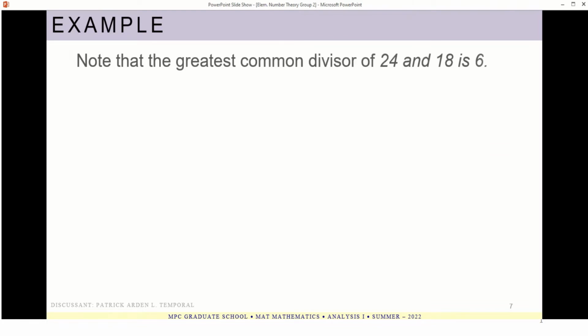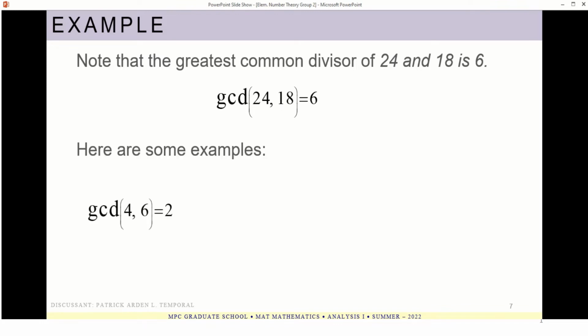Example: note that the greatest common divisor of 24 and 18 is 6. So the GCD of 24 and 18 is 6. Here are some of the examples. The GCD of 4 and 6 is 2. GCD of 42 and 0 is 42. GCD of 12 and negative 15 is positive 3.